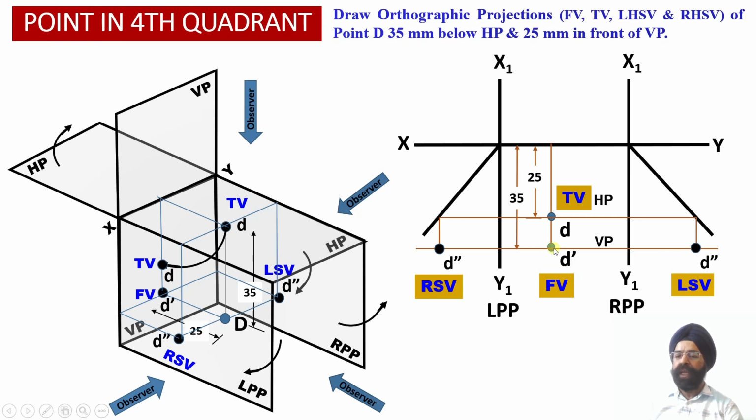So this way the front view and top view orthographic projections, both of them, have been obtained below the XY reference line. The left side orthographic projection has been obtained onto the right profile plane. The right hand side view orthographic projection of the point has been obtained onto the left profile plane. So we have completed the discussion about the construction of the orthographic front view, top view, left hand side view and right hand side view projections of the point D, which lies in quadrant number 4.